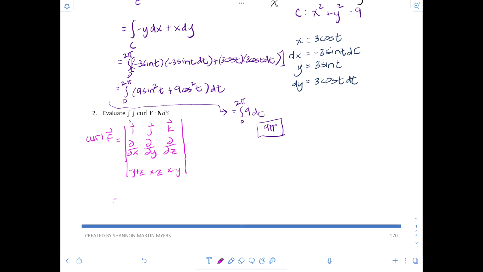And so that is equal to, if I expand across i, j, k, let's write this: if I expand about i, j, and k, the first partial with respect to y of (x − y), it'll be a quantity here, minus the first partial with respect to z of (x − z). All of that will be times i.